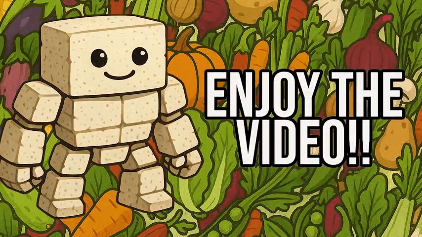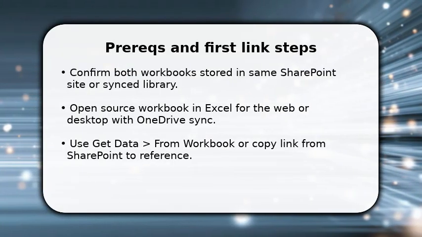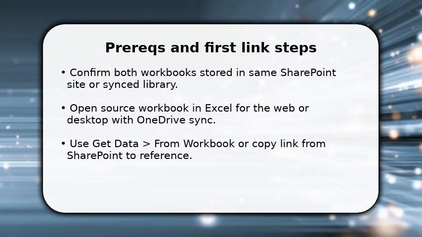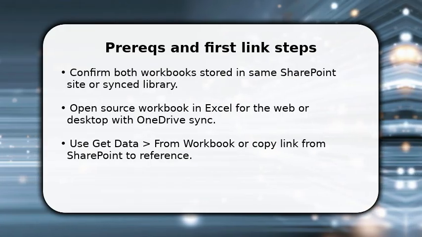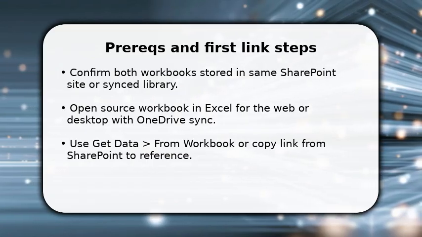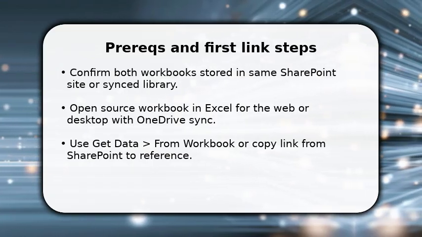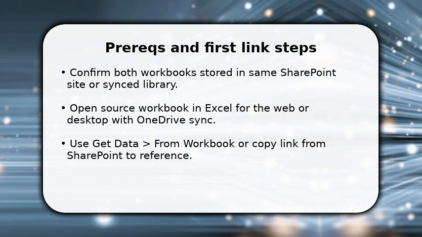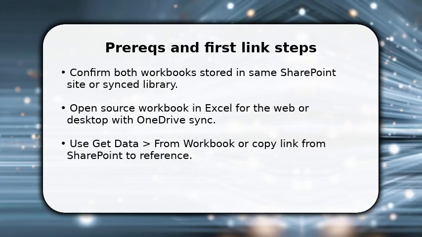Please enjoy the video. You start by confirming prerequisites. Both workbooks must be in the same SharePoint site or a synced library so links remain stable. Open the source workbook in Excel for the web or in desktop Excel with OneDrive sync enabled. Once open, copy the SharePoint file link or use Get data from workbook to bring table references.